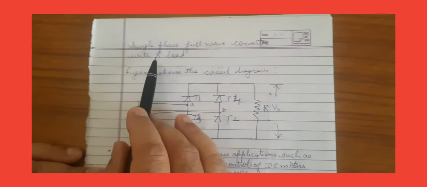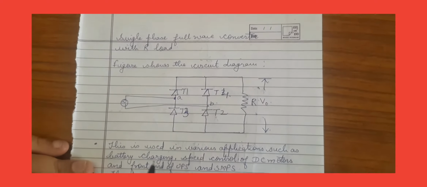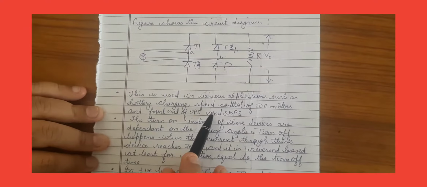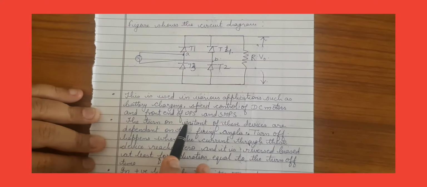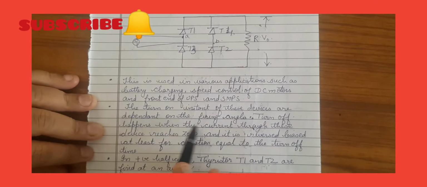Single phase full wave converter with RL load. In this we are using the 4 thyristors. This type of application is used in battery car charging, speed control of DC motor, and front end of UPS and SMPS. The turn on instant of this device depends on the firing angle.